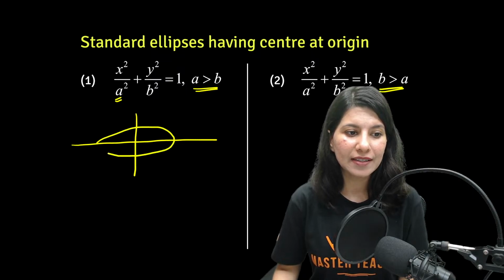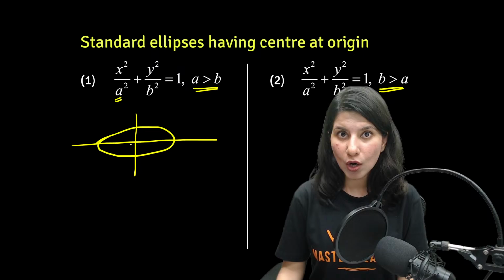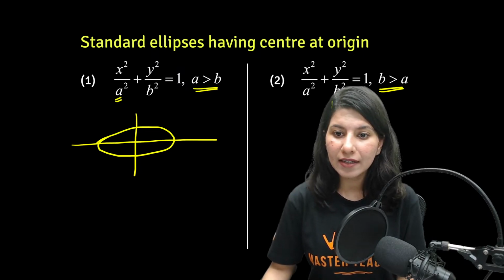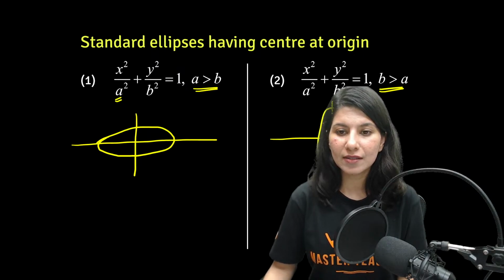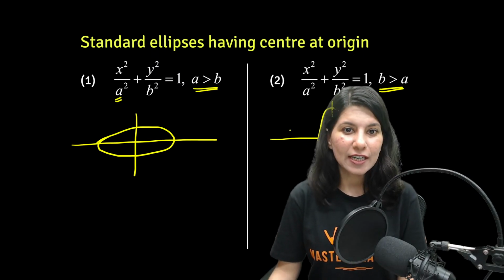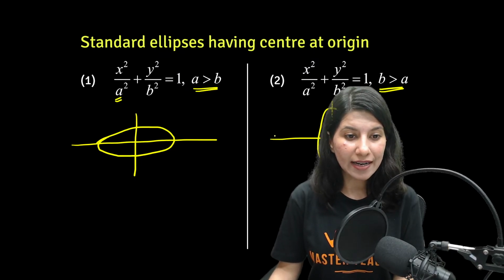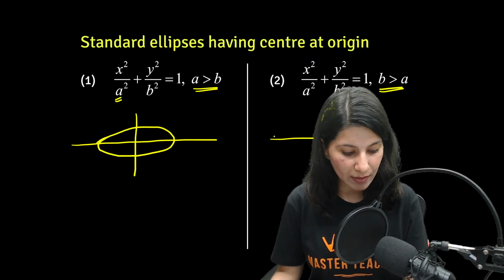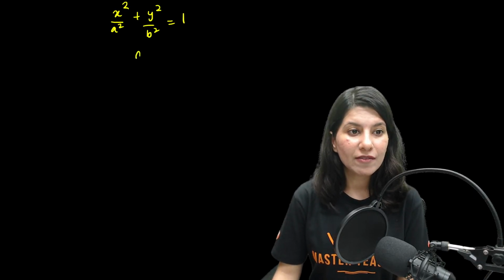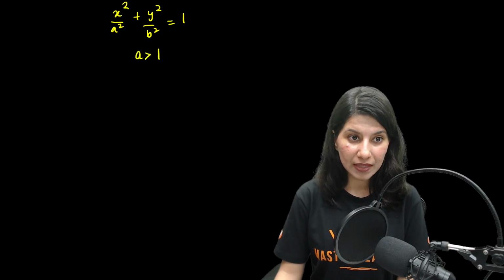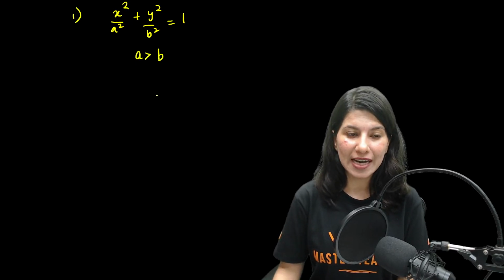The ellipse will look like this, egg shaped, but it is a horizontal ellipse. And this will be a vertical ellipse. All right, so there are two ellipses. We will understand and study the ellipse one by one. So first of all, let's talk about x square by a square plus y square by b square equals 1, where a is greater than b. First kind of standard ellipse.